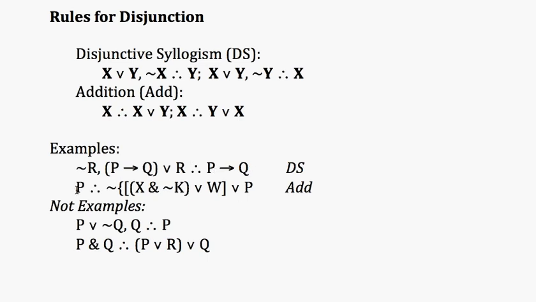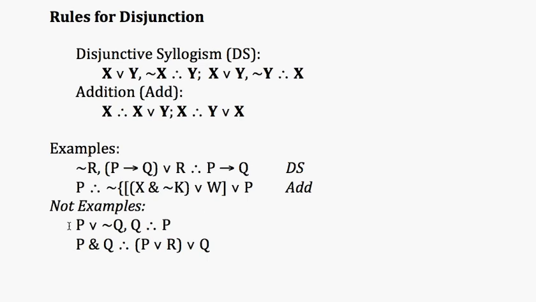This is an example of addition. We have P, and we can tack on this monstrous ugly formula here, although, pardon me, I left off the extra curly bracket on the end. This seems odd. You might wonder why anyone would do it, but it's correct.